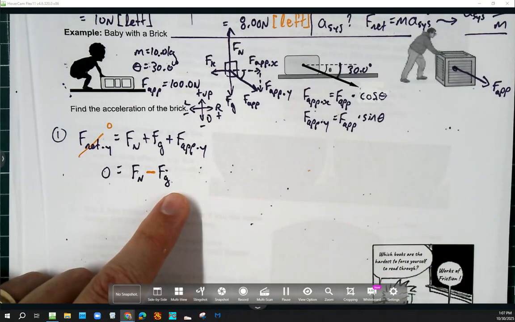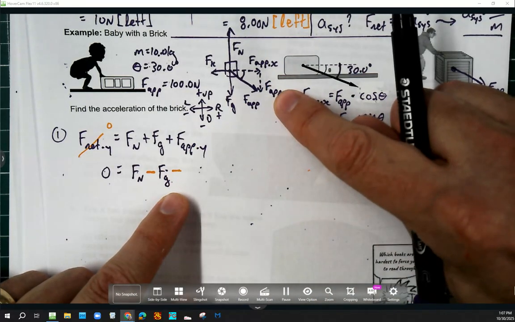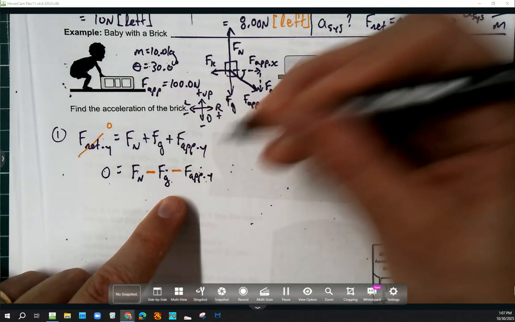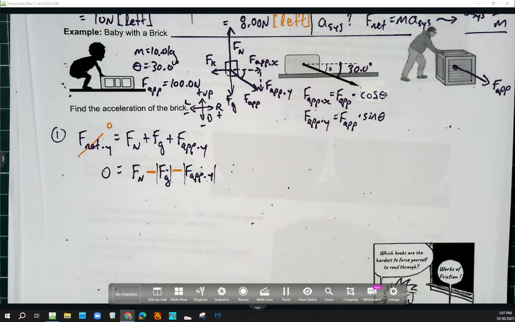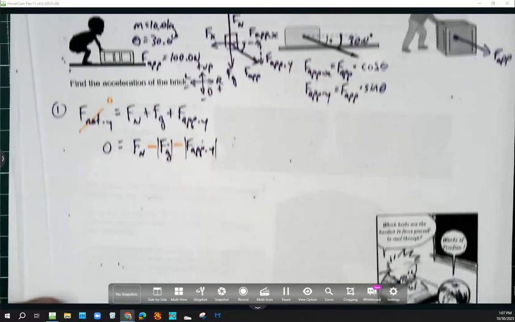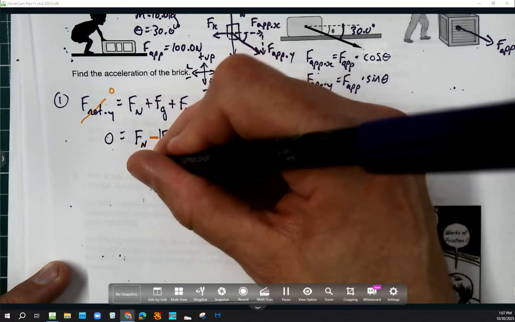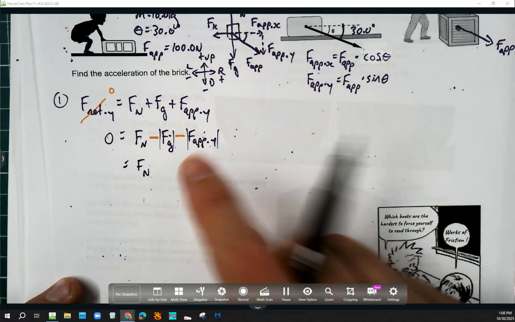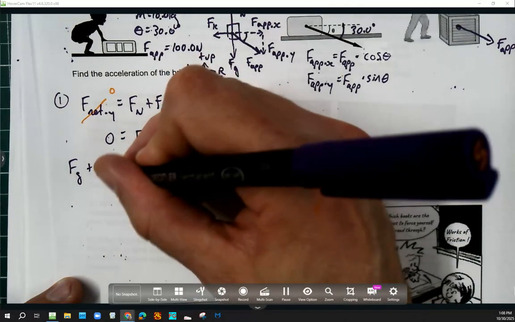And then is F applied y up or down? Down. Look at the picture. F applied y is down. Now, there are some purists out there that say you should really put absolute values around those, and that's fine. But we were trying to find the normal force. That's what I want to get right now. So, hey, look what happens when I take those negative signs over to the other side: it becomes positive Fg plus F applied y.